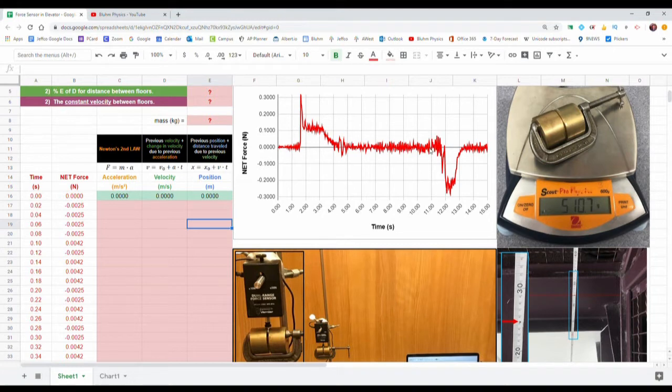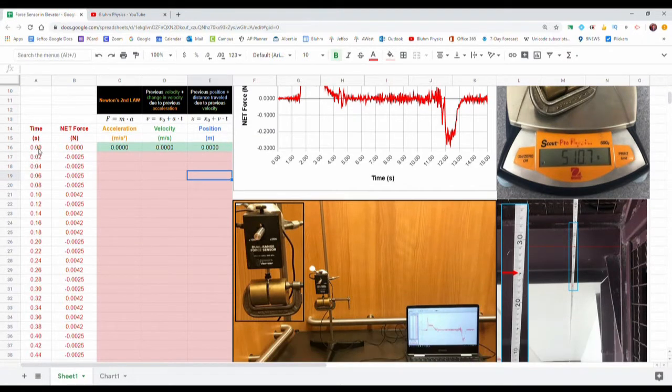As we approach the second floor, the force got a lot smaller, negatively, so we began to accelerate downward, and then we finally came to a stop right about in there. So the force sensor measured the force 50 times a second, and even though there's a bunch of noise in there, we can still get some really good results.